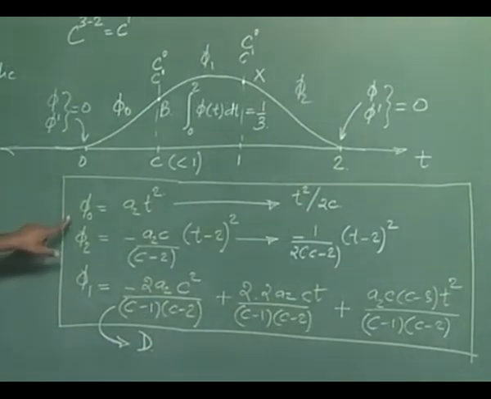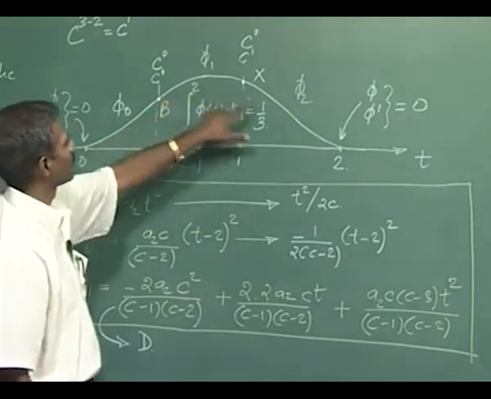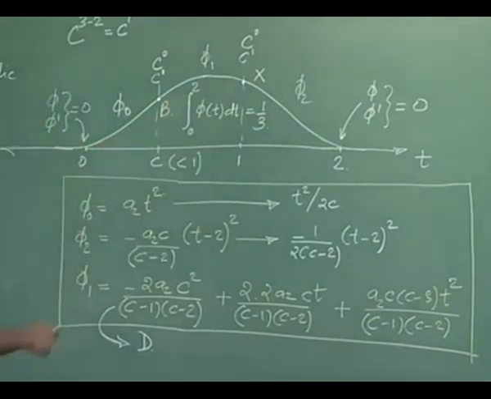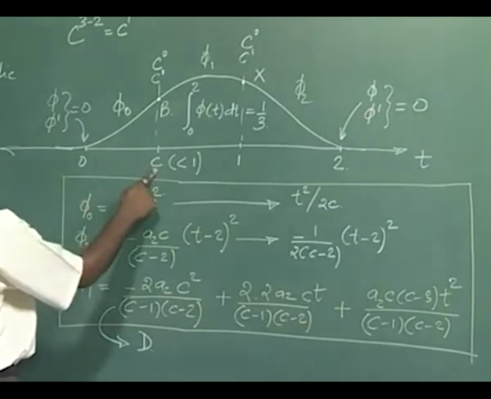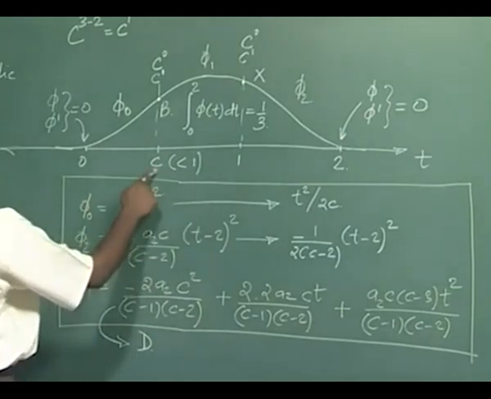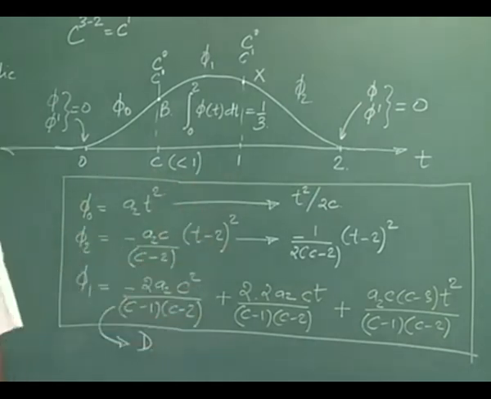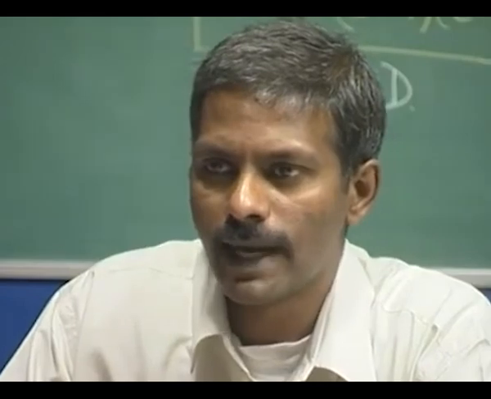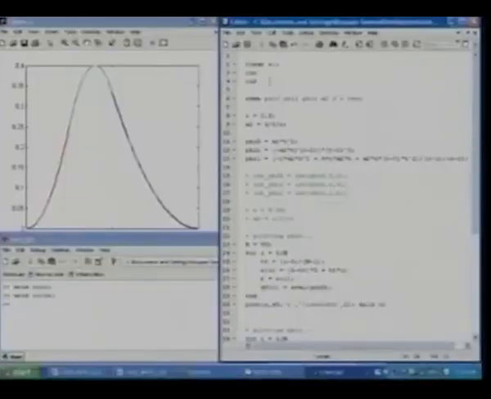Now let's observe the behavior of these three pure quadratic polynomials, for values of C not equal to 1, and for values of C equal to 1 at a later stage. Let's see how this behaves. We'll work with a small MATLAB code. Now this here on the right is a MATLAB code that I have written. You can see the expressions for phi 0, phi 2 and phi 1 here.